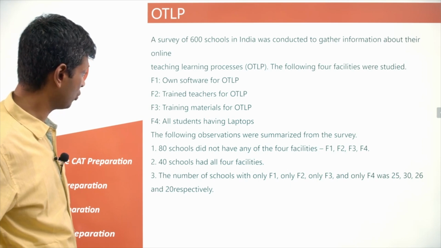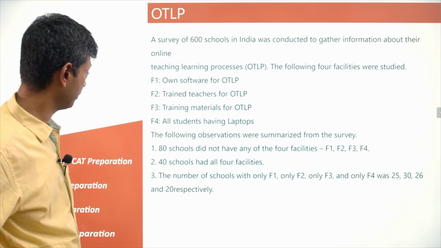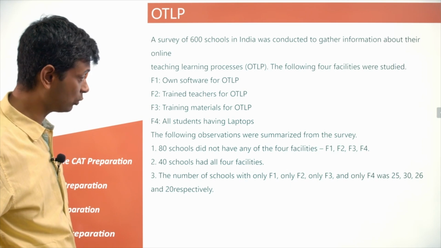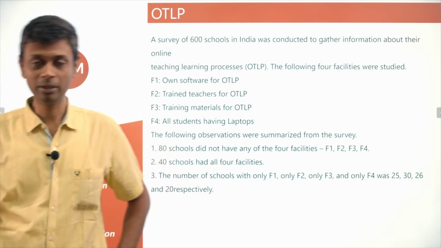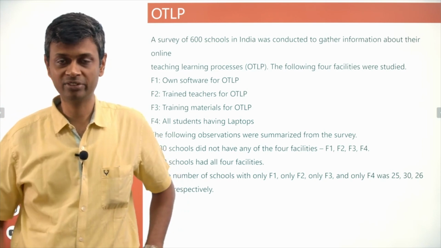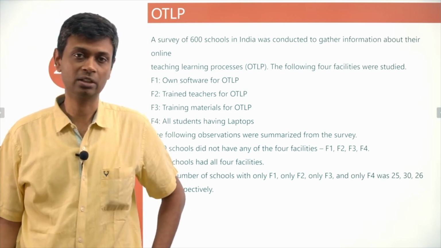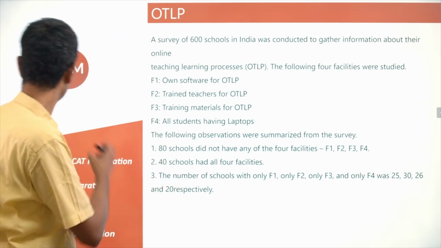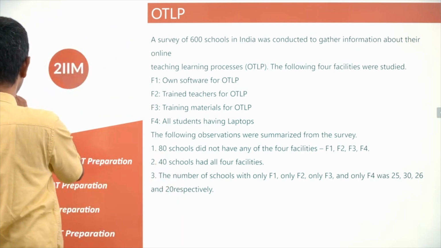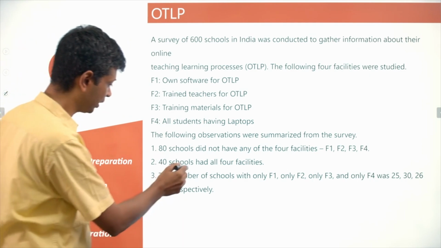4 categories. The following observations were summarized from the survey. 80 schools did not have any of the 4 facilities. 40 had all 4. Straight away, the important thing is to look at an LRDI set and then say where are the cards falling. This one, you read till here. I'm going to shift to my marker mode. Sorry. You read till here.